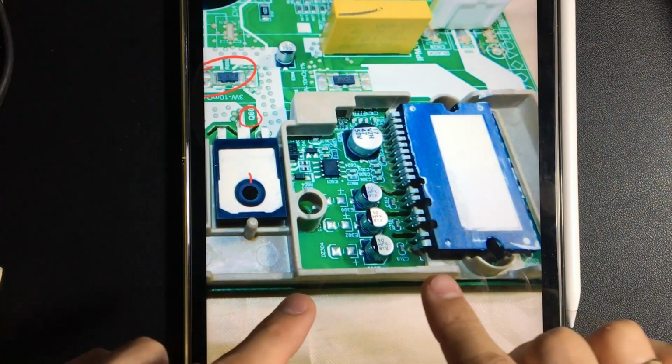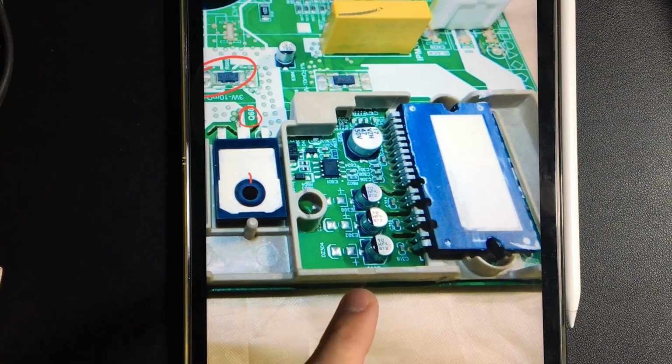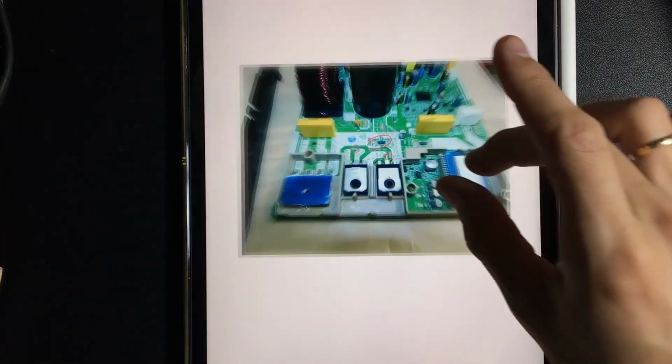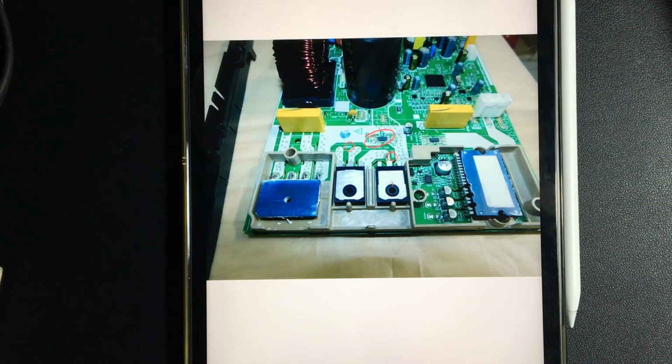Well, then know that this is there and that they tend to fail quite a bit. Not only in inverter air conditioning, but also in refrigerators and fridges. Excellent. Having seen this, we will move on to the following topics.